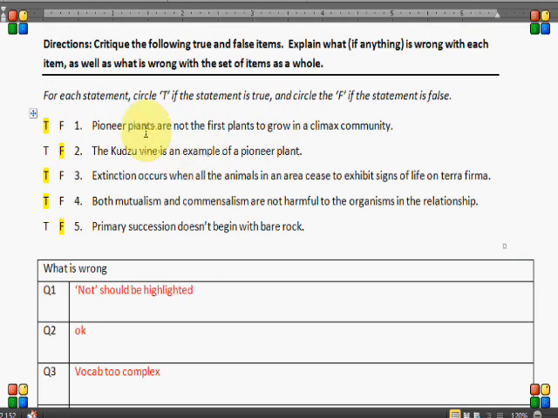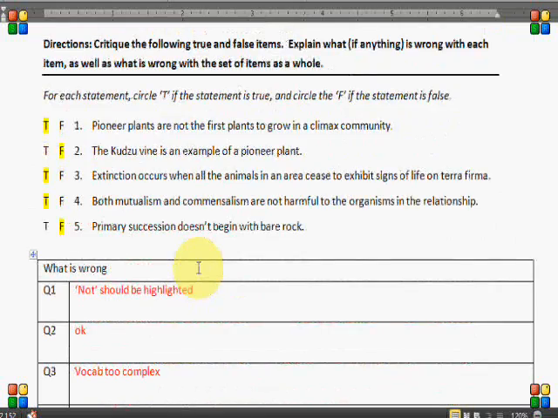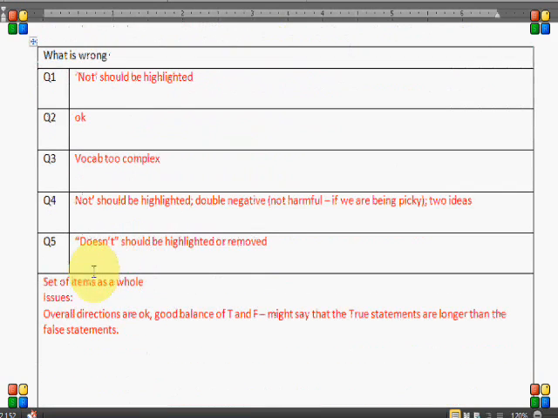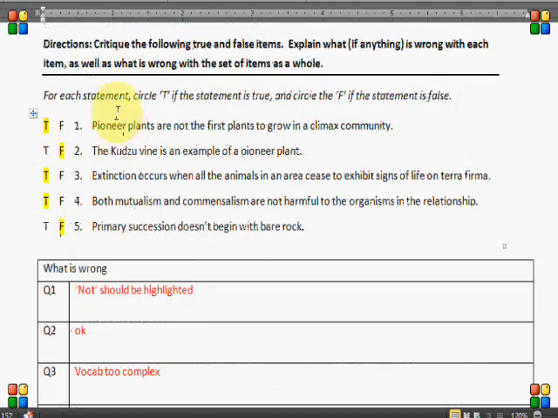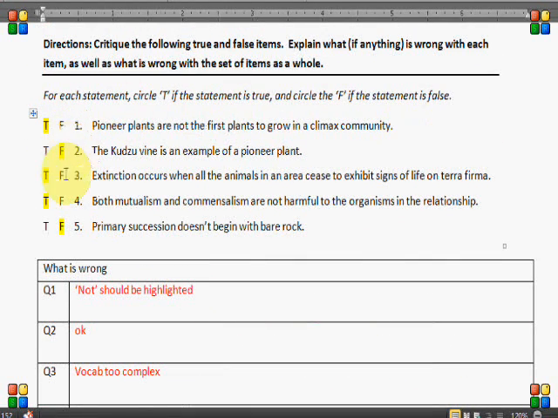So the first thing you'll have to do is go through and look at the answers, determine whether they're true or false, and then one by one go through each question and say what's wrong with it. Now, I don't think I need to give a lot of explanation about this stuff, other than for the set of items as a whole, the big things to look at are, are the directions clear and concise in each case? For true and false, do I have a good balance of true and false, or do I have all false or all true? That's a problem.